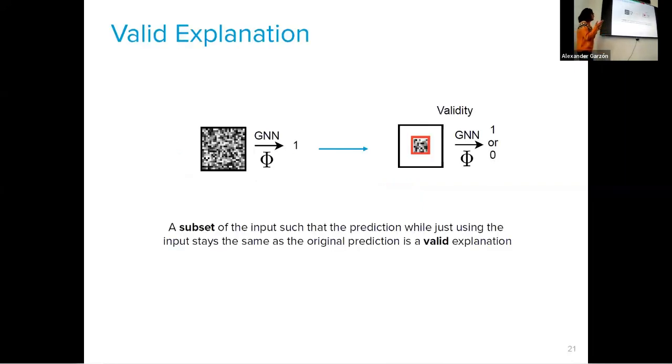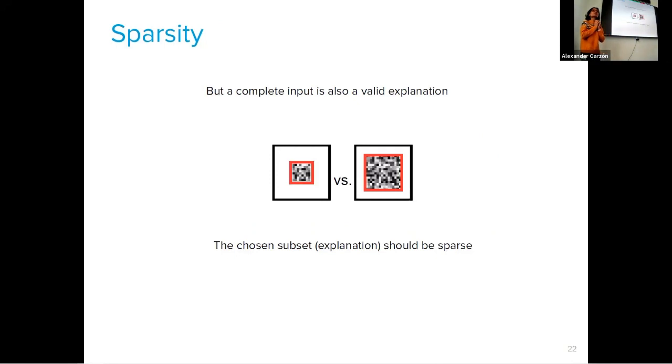We already agreed that we can define explanation as the effect of the input on the decision. So we define explanation as a subset of the input which leads to the same prediction as the whole input, right? But the problem here is the whole input is also a valid explanation. If I use the whole input, then it would lead to the same prediction, right? Then a natural thing to say is I want a small subset. So I need a sparse explanation.